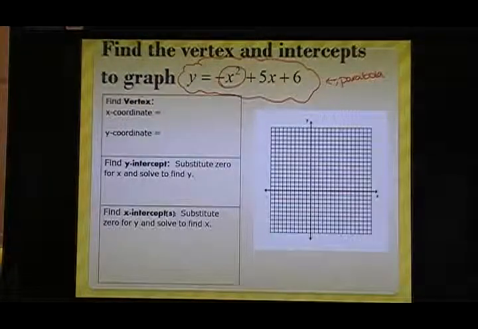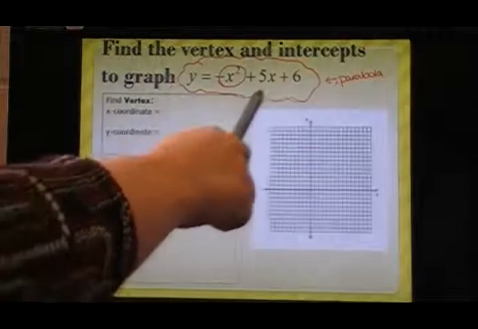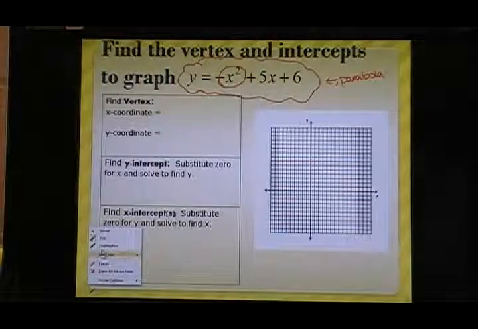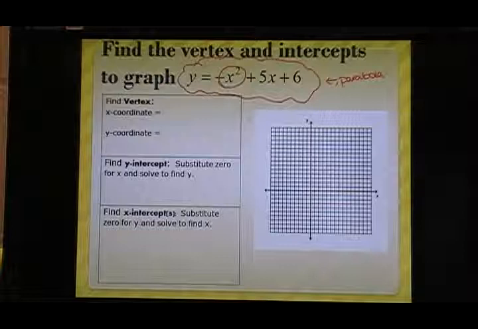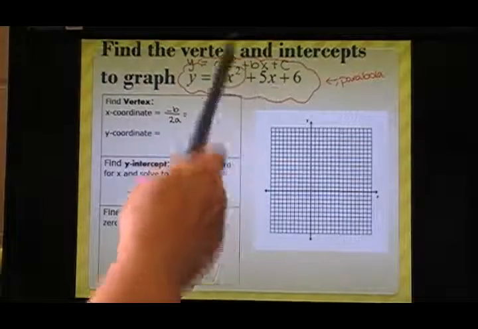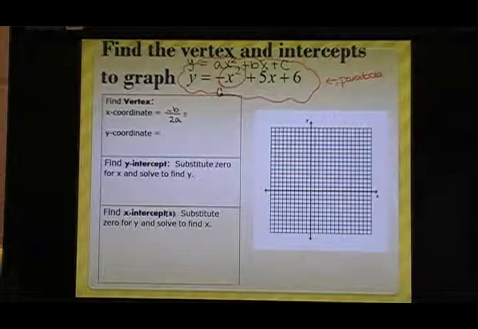So finding the vertex, finding the x-coordinate, go back to your equation. If our equation has the form of y equals ax squared plus bx plus c, then I can find the x-coordinate using the formula opposite of b over 2 times a. Okay, so the value of a is -1 and the value of b is 5. Something I have to caution you about now.